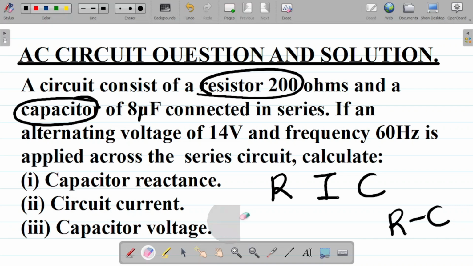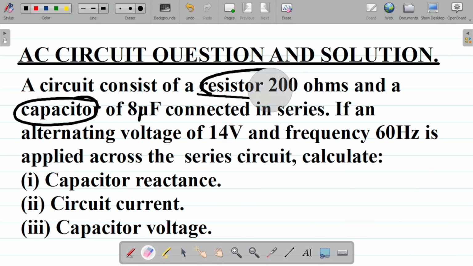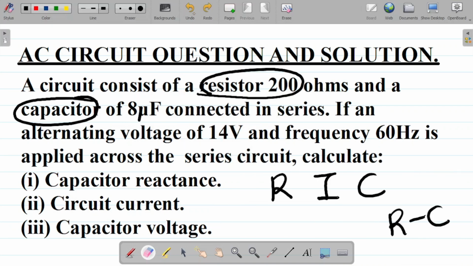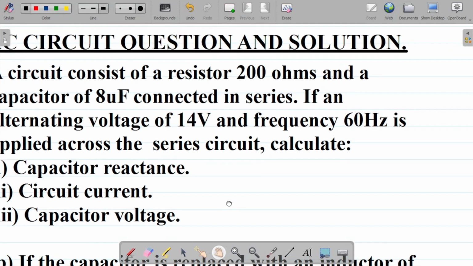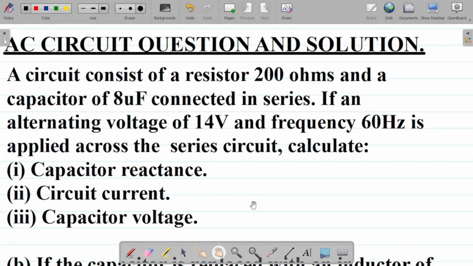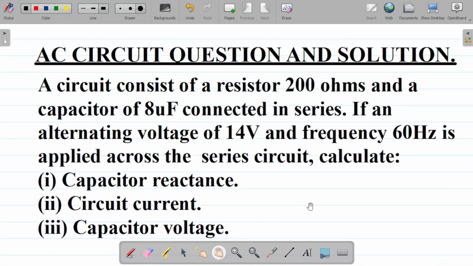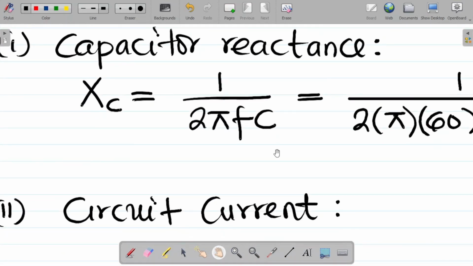If you missed a previous class where I explained the concept of RC circuit, please make sure you check the video description so you can see the link to our previous class on RC circuit. But the concept here is that this circuit contains majorly the resistor and capacitor. There's no inductor for now. So how do we find our current?